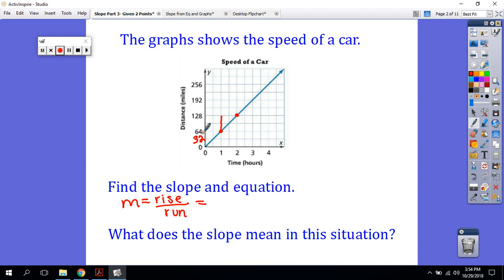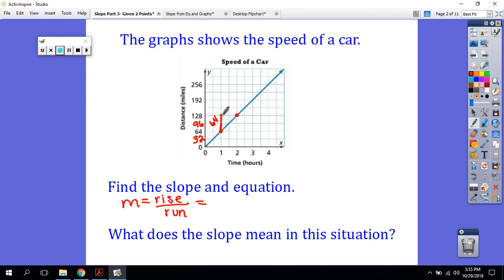32. So from 32 to 64, we added another 32. From 32 up would be 96. And 96 plus 32 would be 128. Okay, so it's going up by 32 each time. So it goes up by 32 and then up by another 32. So we just rose 64.